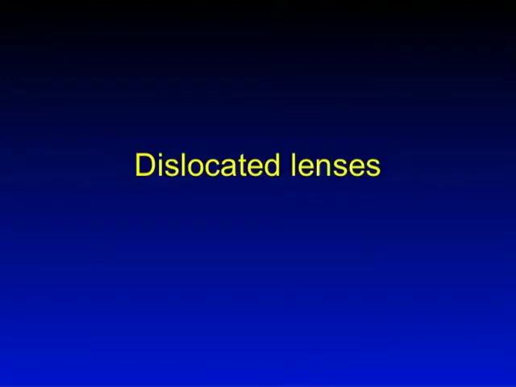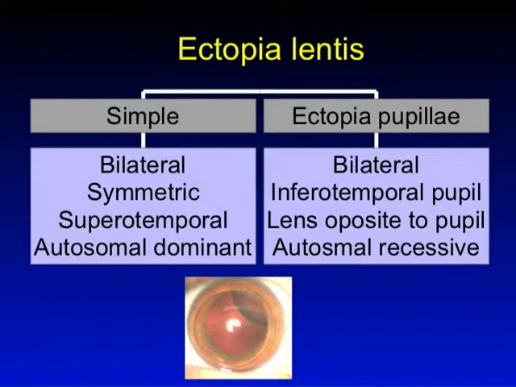Okay, let's talk a little bit about other lens conditions, dislocated lenses. So, simple ectopia lentis is usually bilateral, symmetric, superotemporal. It's autosomal dominant. There is one that is called ectopia lentis et pupillae. Basically, the pupil and the lens move in opposite directions. So this patient is basically aphakic.